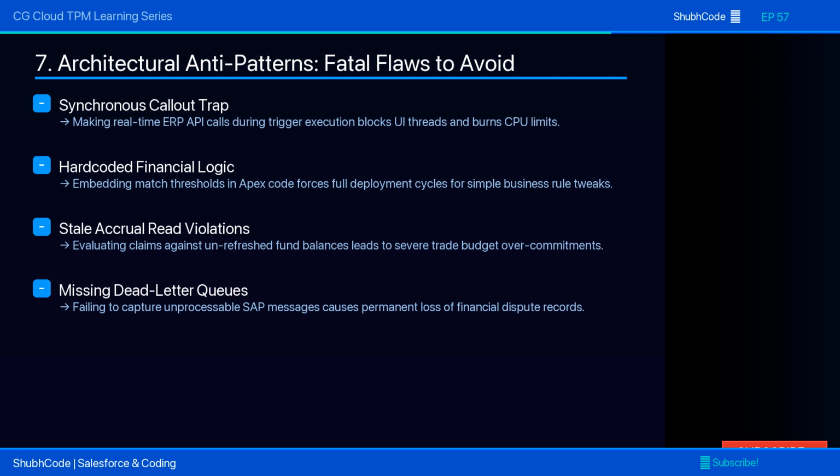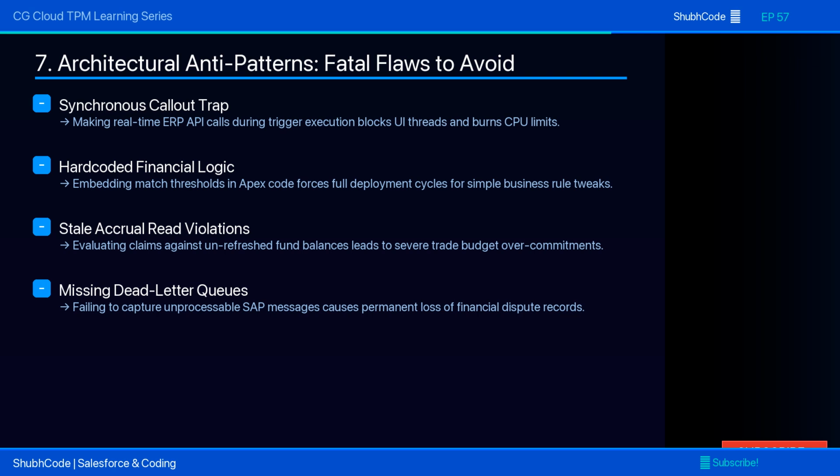Anti-pattern number 2, hard-coding reconciliation rules in Apex code. Always externalize your matching thresholds, variance limits, and auto-approval tolerances into Salesforce custom metadata types or business rules engines so financial admins can tune rules without code deployments.